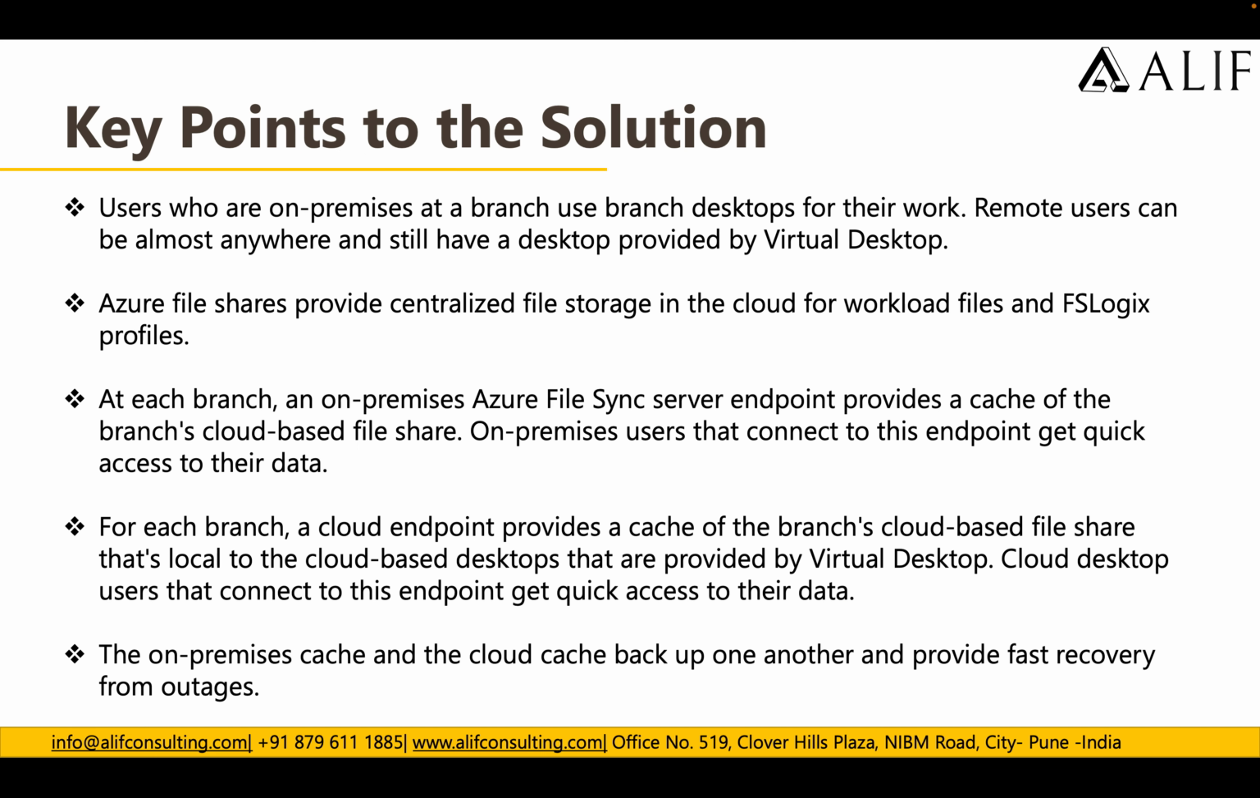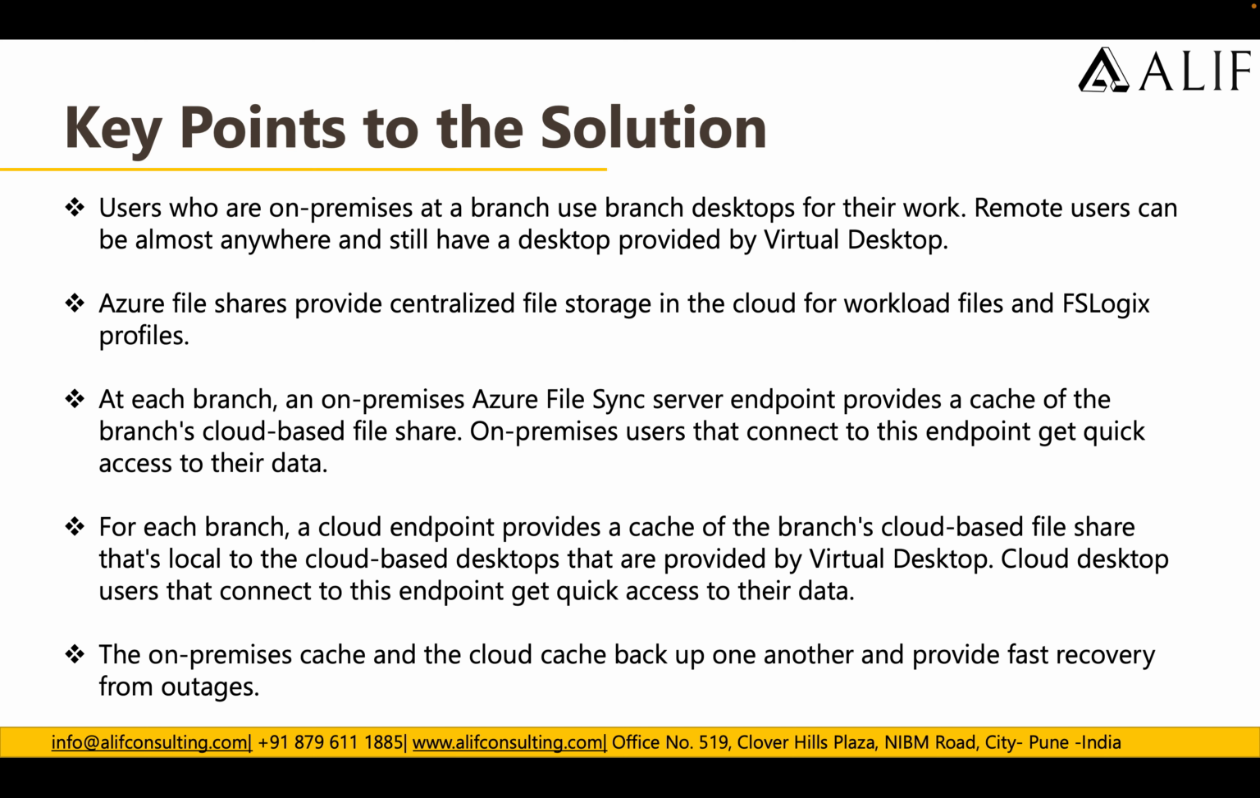Key points of this solution: users who are on-premises at the branch can use their desktop to access the file share using the file sync server, and the remote users can access it using the virtual desktop, or they may use the Azure file share public endpoint. But if there is a security concern, we would recommend putting Azure Virtual Desktop there. If the customer doesn't want to go with Azure Virtual Desktop, you can put a point-to-site VPN there to access the file share with a private endpoint enabled.